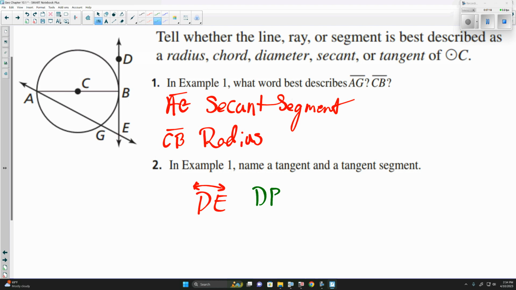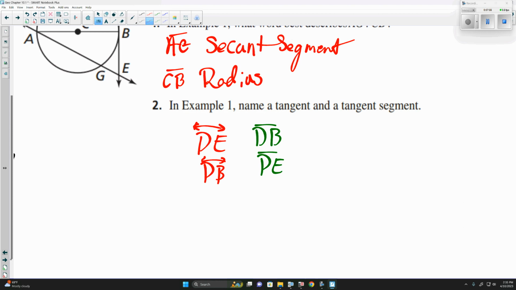So DB, and we have a line segment above it, yes? Could I have said DE? But instead of drawing a line above it, I draw a segment. So really, for the first one, we could have said DB, but have a line above it, because for the tangent line, it's any line that intersects the circle at exactly 1 point. So DE and DB both work. For a segment, DB, line segment, DE, line segment.